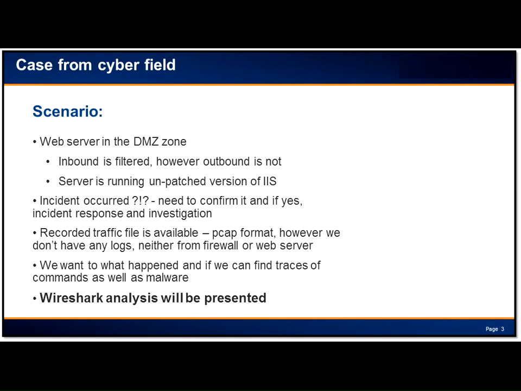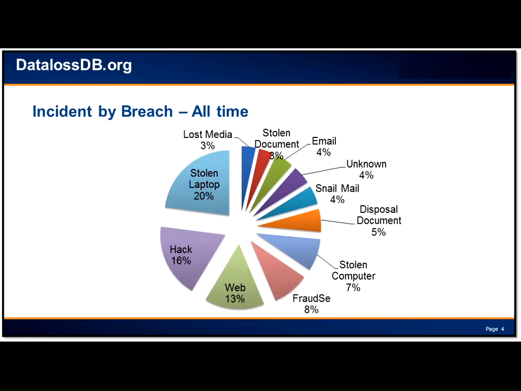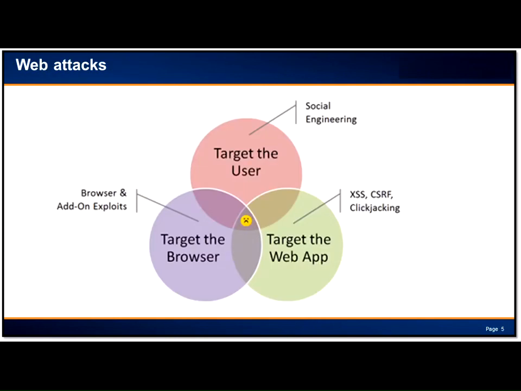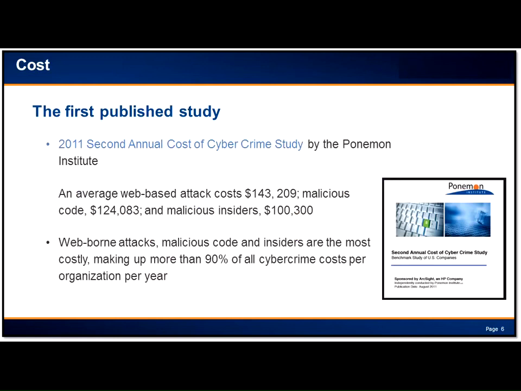Let's switch a little bit into the presentation. So think about this. If you don't know datalossdb.org, it's a site that basically tracks how many incidents are out there. And web and hacking, if you look in here, is a prevalent category. The exploitation usually targets the web application or the user or browser, or it's a combo of everything. So if you are sitting in the right position, you probably are able to capture that information that you are looking for.